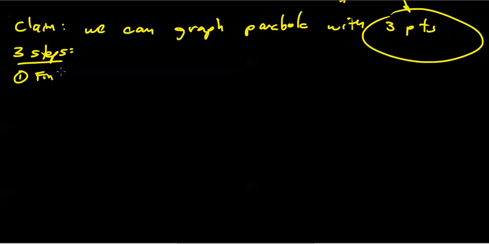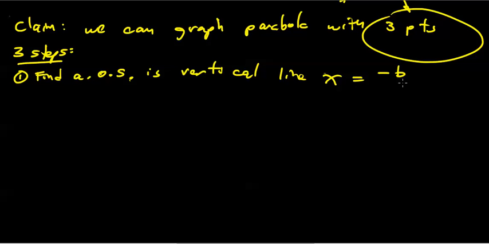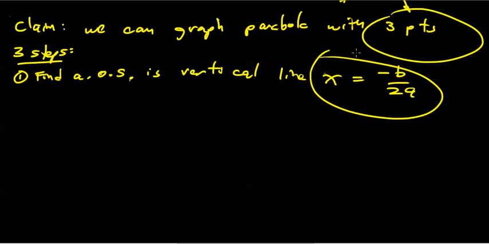Step 1 is to find the axis of symmetry. Now, as you may know, the axis of symmetry is a vertical line found according to this formula, where x equals minus b over 2a. Of course, that's assuming that the parabolic expression is in standard form.